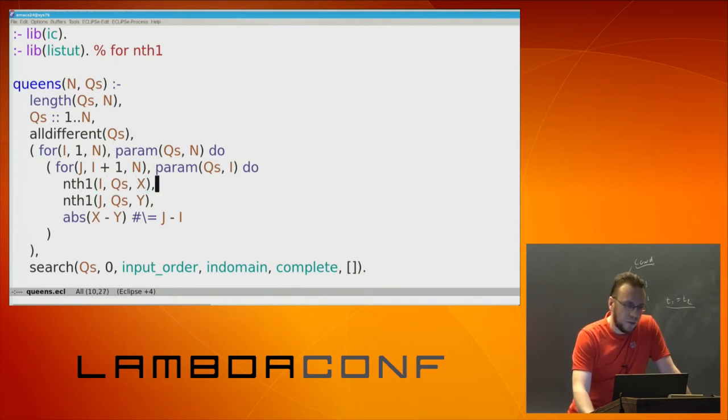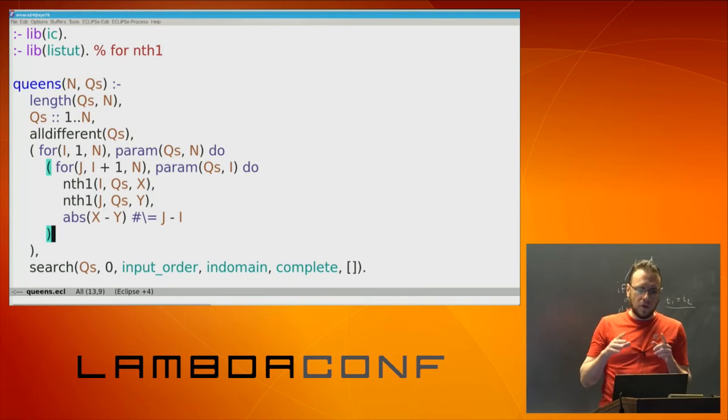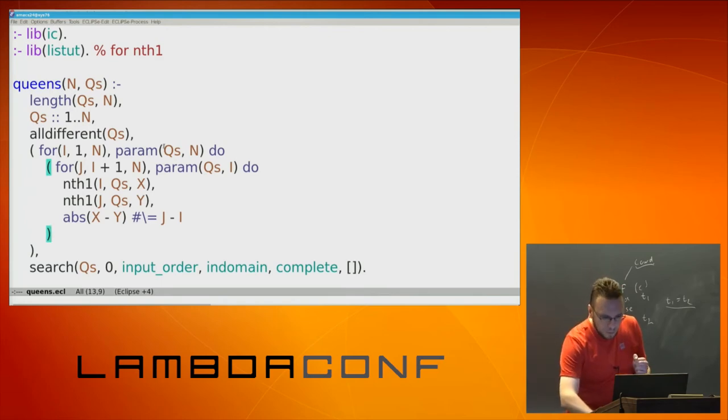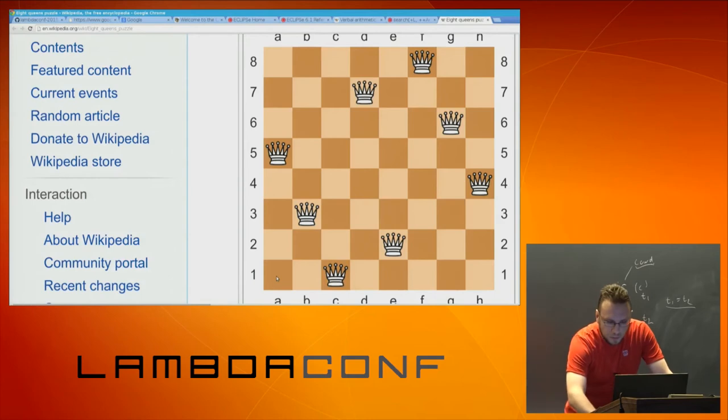Then we get value from the list by index, and we say that absolute value of indices is not equal to absolute value of values. It means that, if you think about it, it just means that it's not on one diagonal. Because, for example, if two queens are on one diagonal, one on A1 and another one on B2, difference in indices will be 1, and difference in values will be 1 also. And this will be true for every case.